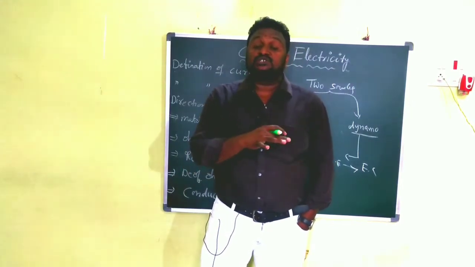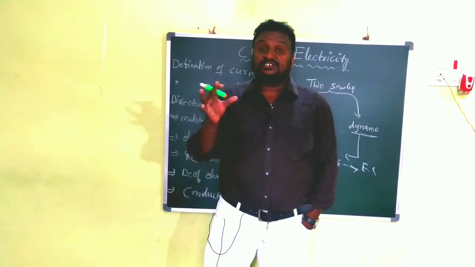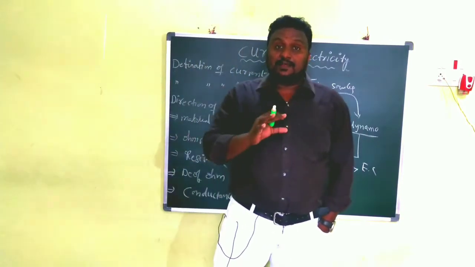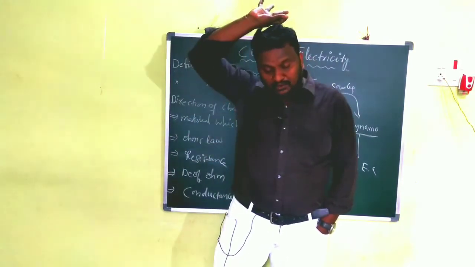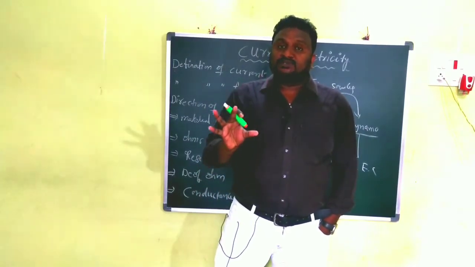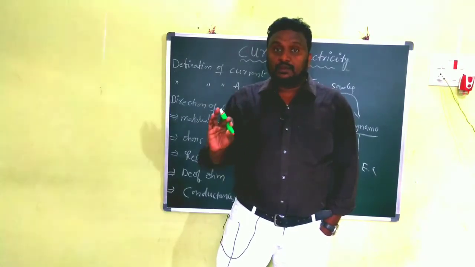So here our question is, in circuits, how can the current flow? How can we identify the direction of current flow? That is the question here. So children, historically, in ancient days, many years back, people felt that the current is moving from higher potential to the lower potential. Higher potential to the lower potential.